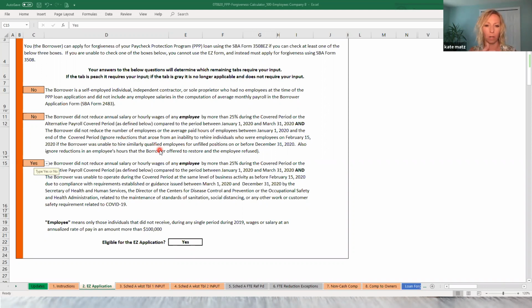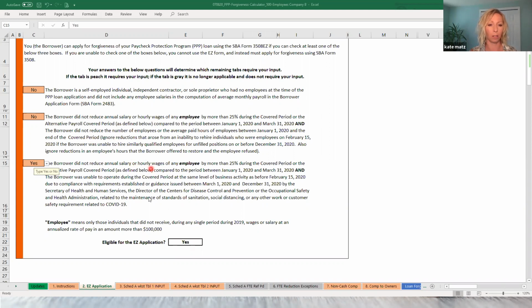If you look at the hours that you paid for every week or bi-weekly, whatever your payroll schedule is, for each payroll during that period of January 1 through the end of your covered period, that is actually going to drop down, and that's going to bring down that average paid hour during the period. So it doesn't look like, based on that, you'd be able to qualify using this second criteria.